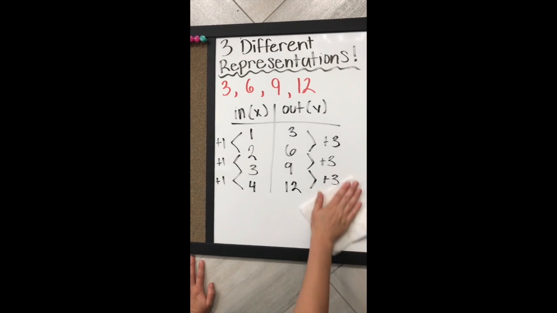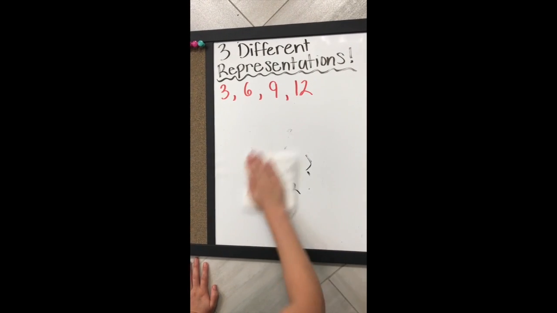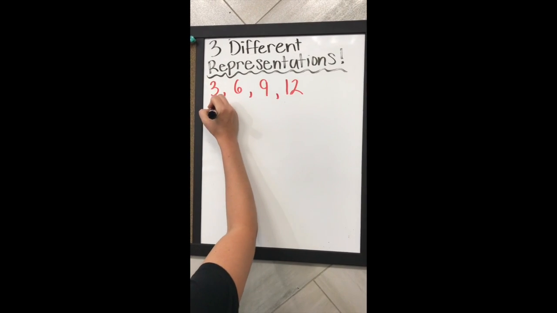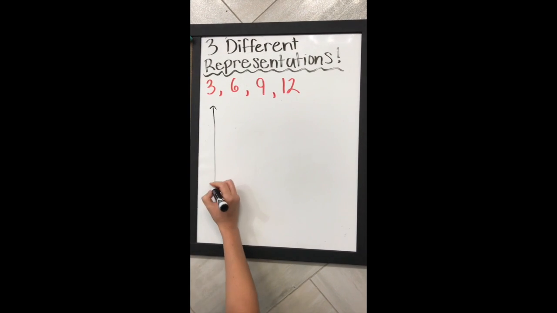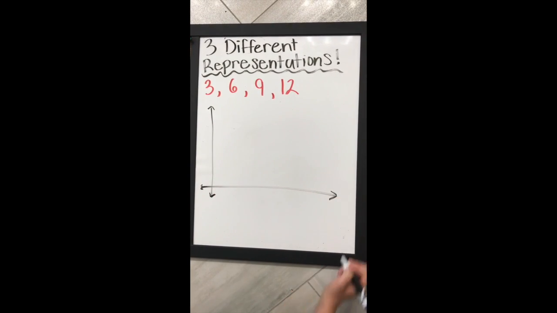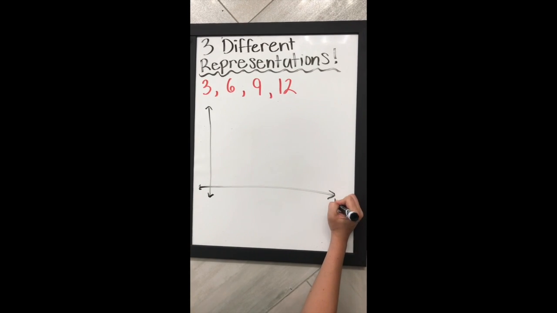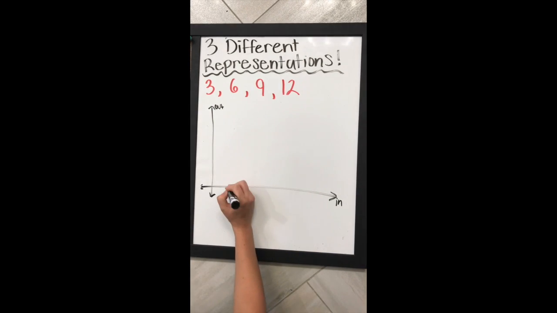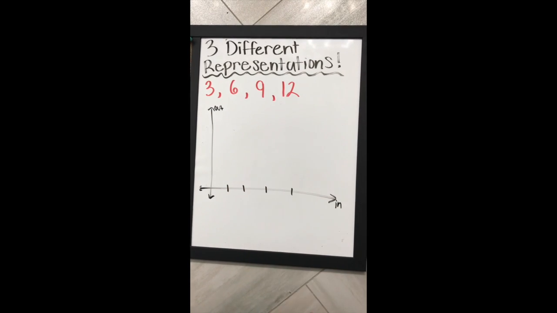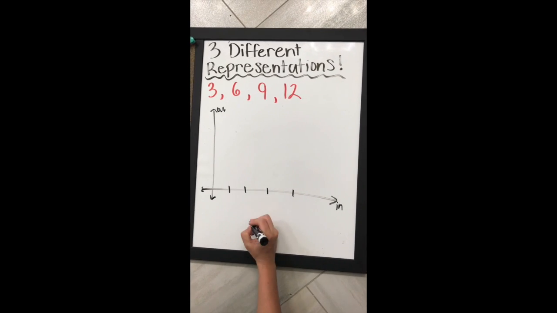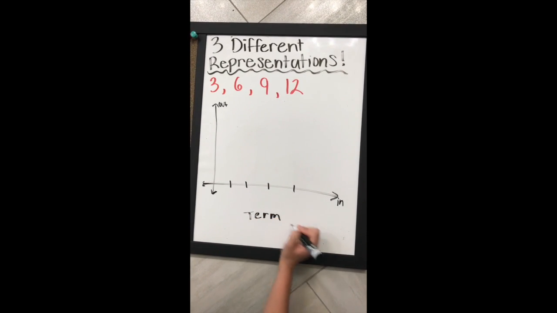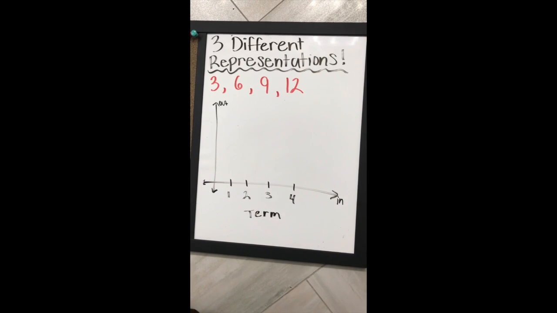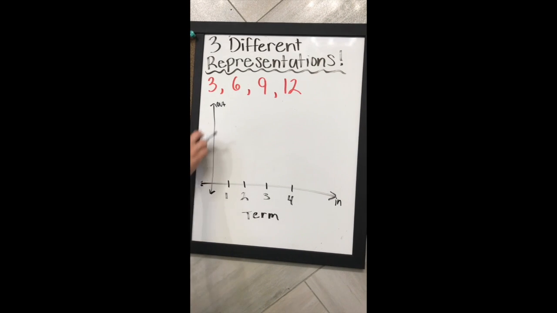The second representation we're going to look at is looking at a graph. So if we're going to go off the same values that we just wrote in our table. Okay, so we know that the x-axis is always the input, and the y-axis is always the output. Okay, so this is which term it is down here. So I've got first term, second term, third, fourth. And then up here we've got the value of the terms.